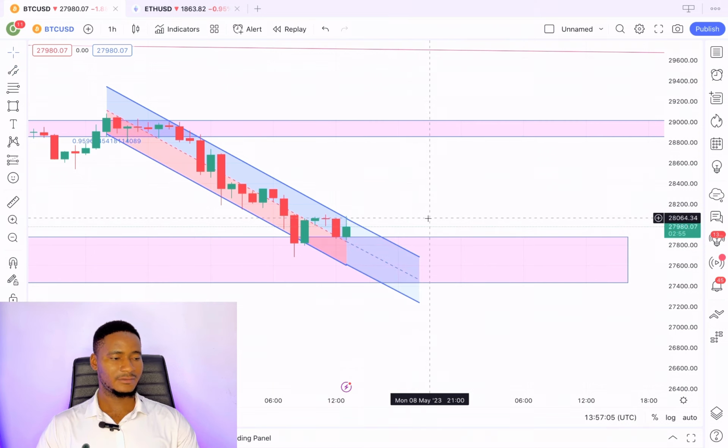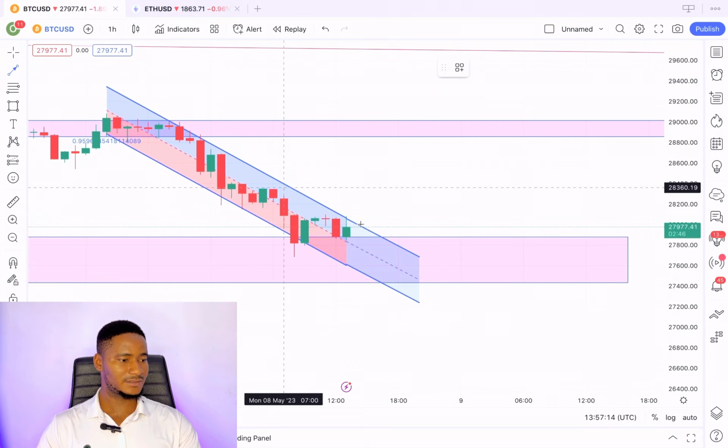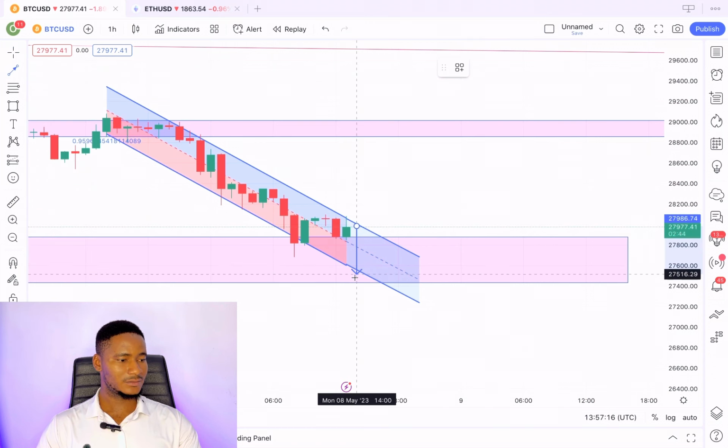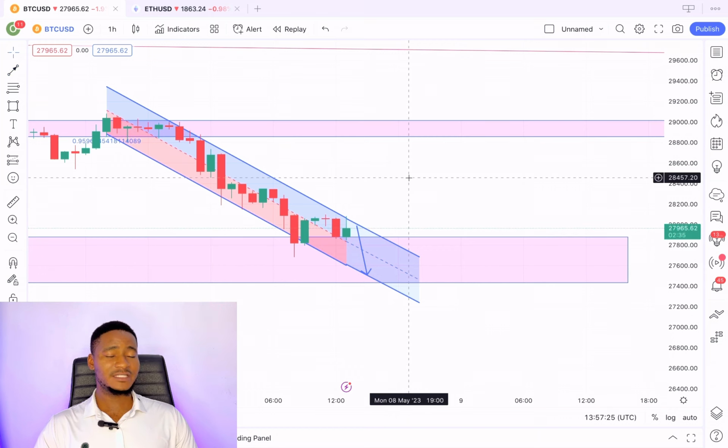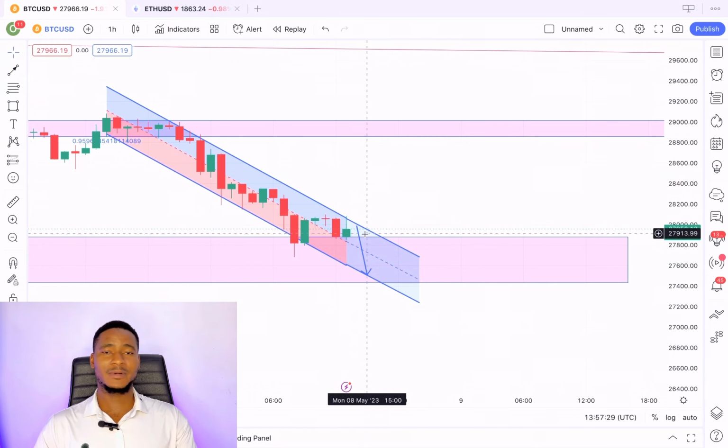Okay, you can see that right now the swing trade that I'm going to make would be selling from this point, wanting to touch this zone. Now this is a very simple way to get the shorts. All right, so what I'm doing at this point is to get a short.